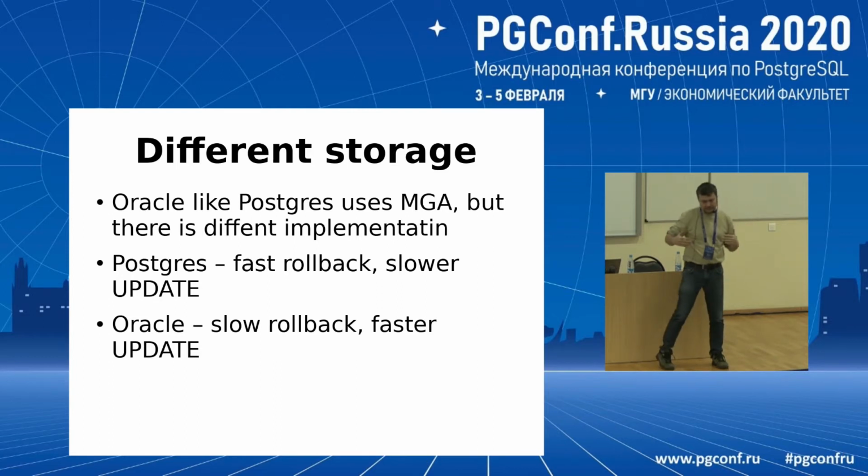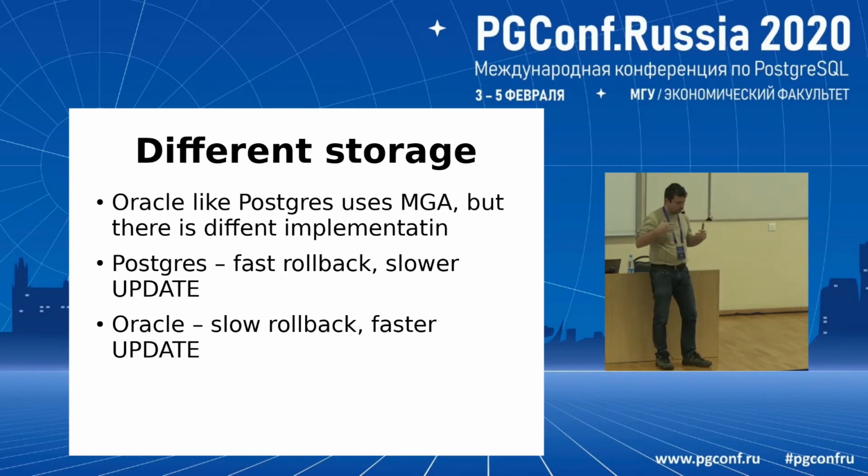It depends on the usage, on the context. Postgres and Oracle use multi-generation architecture, multi-version concurrency control. Who knows what MGA is? Do you know something about the file systems ZFS or BTRFS? The principle of multi-generation architecture is that on update you don't rewrite data, but append.